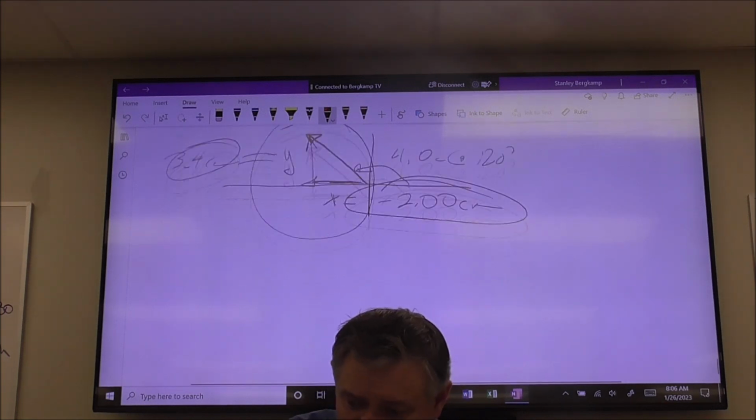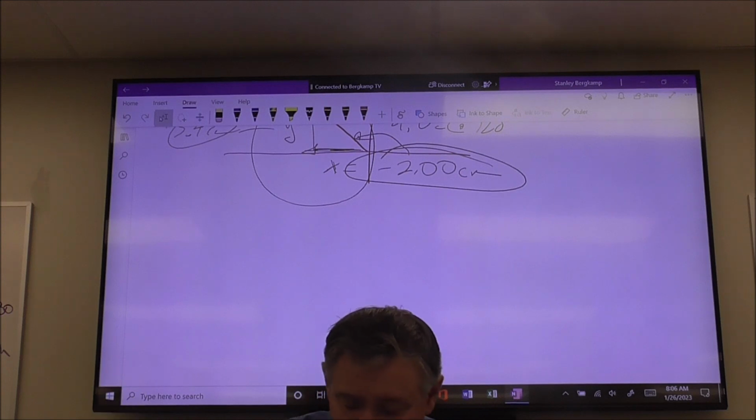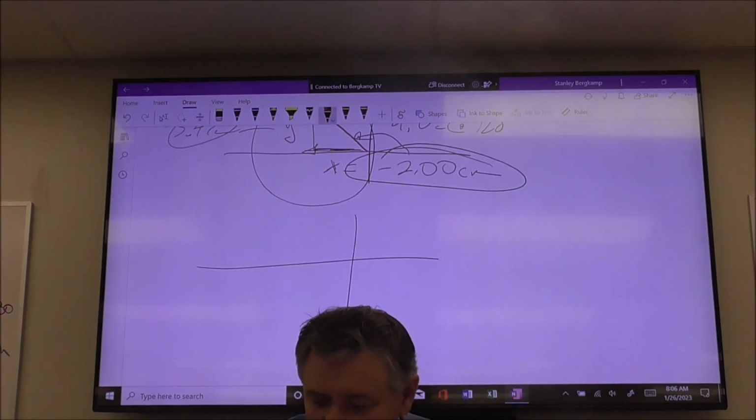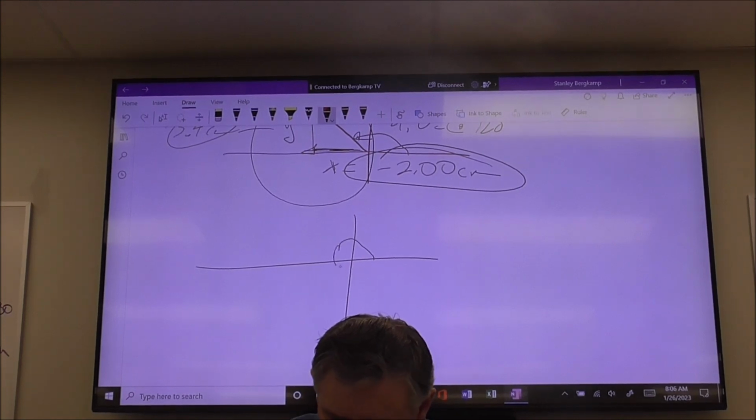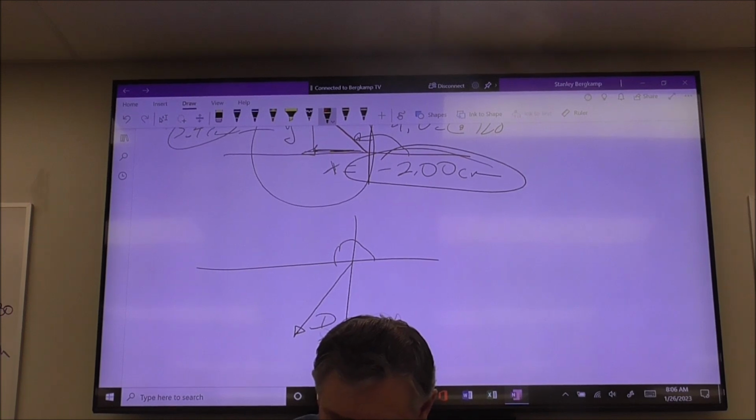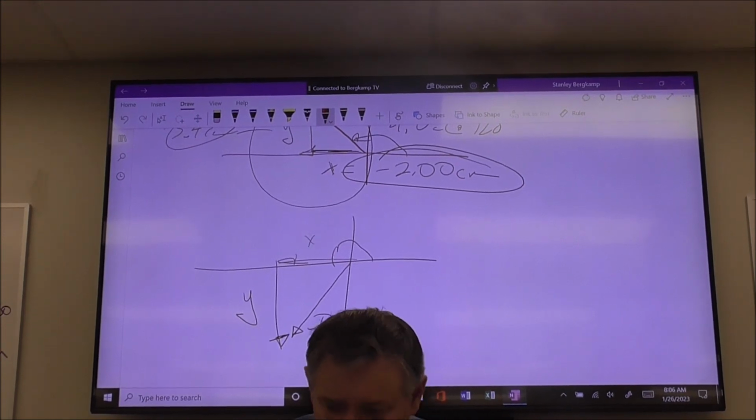So the next one that you need to draw out, and we're only going to do 2 of these, okay? So come in here and measure around, and you're going to draw a vector D, just like you did. And then you're going to measure that x component, and measure that y component.